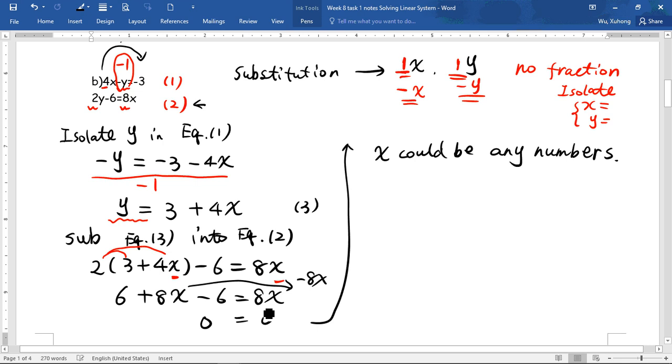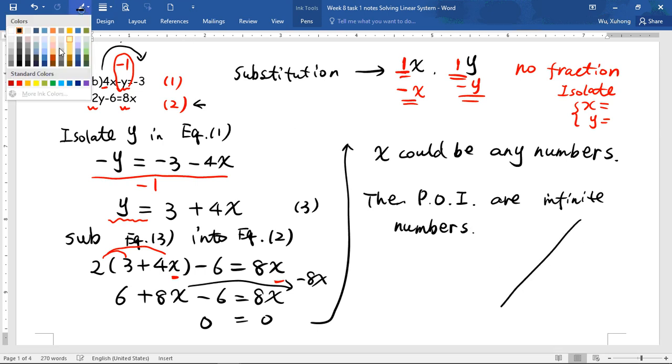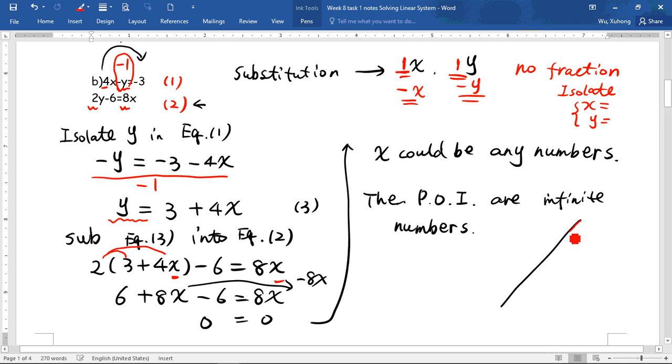So this is 3 plus x. Okay. So it means the point of intersections are infinite numbers. It means you have the graph, okay, and you have another line is exactly overlap with that one. So that's the reason you have infinite numbers of points as your point of intersections.